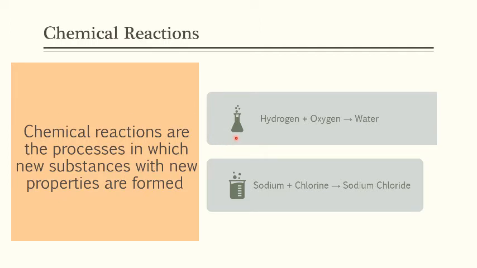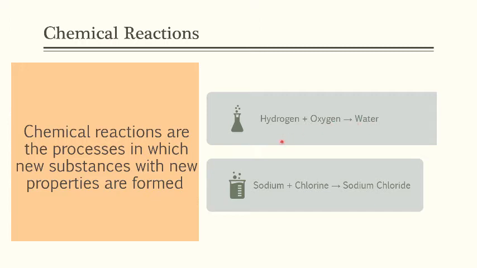Hydrogen plus oxygen gives water. So we can see that water is the new substance formed from hydrogen and oxygen. As we know, water has very different properties than hydrogen and oxygen. Hydrogen and oxygen are gases, but water in a normal form is a liquid that we drink.